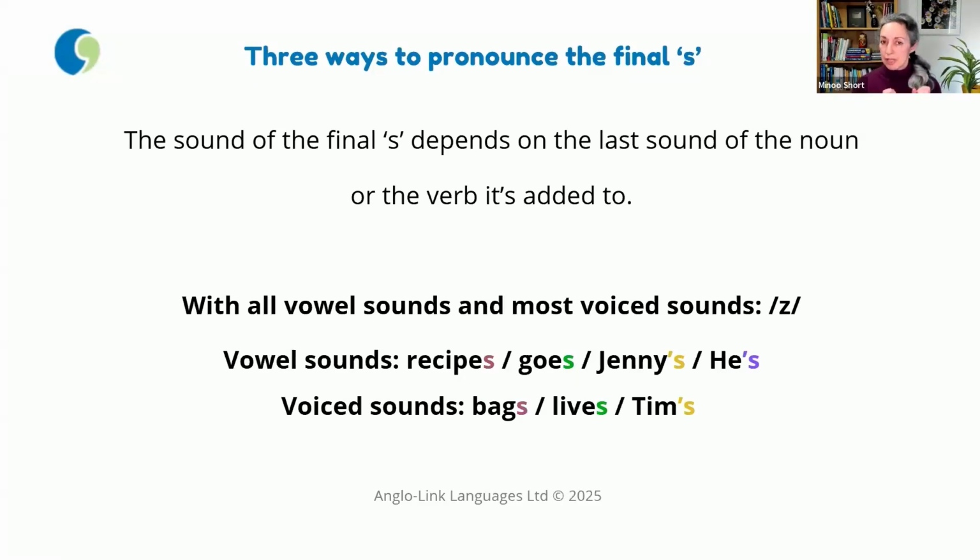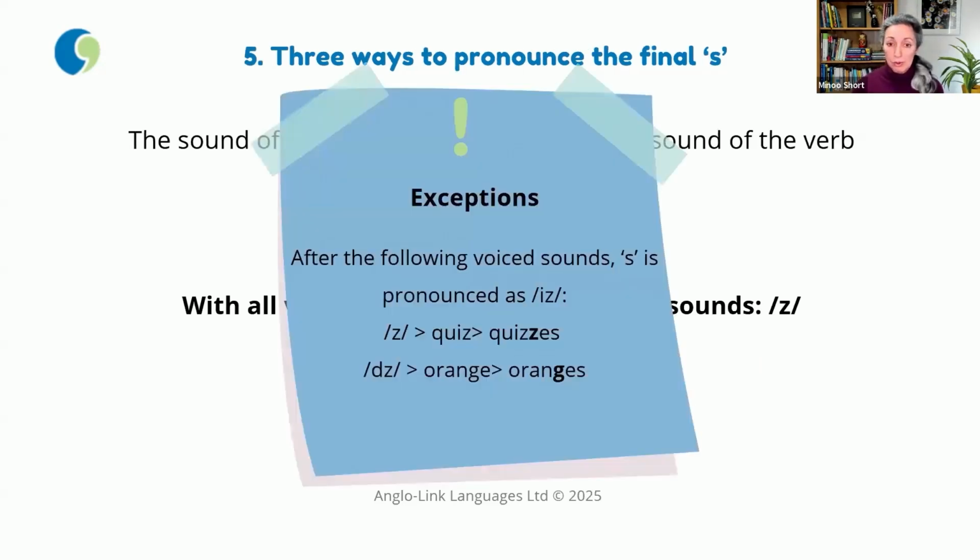Live, lives. Tim, Tim's. There are two exceptions, and those are the sounds Z and J. So, for example, the word quiz ends in the sound Z. We can't now add another Z and make it plural. Now we pronounce the E, quizzes. And the same with J. We can't say orange-s, we need to separate, and we put in the sound E there, oranges.